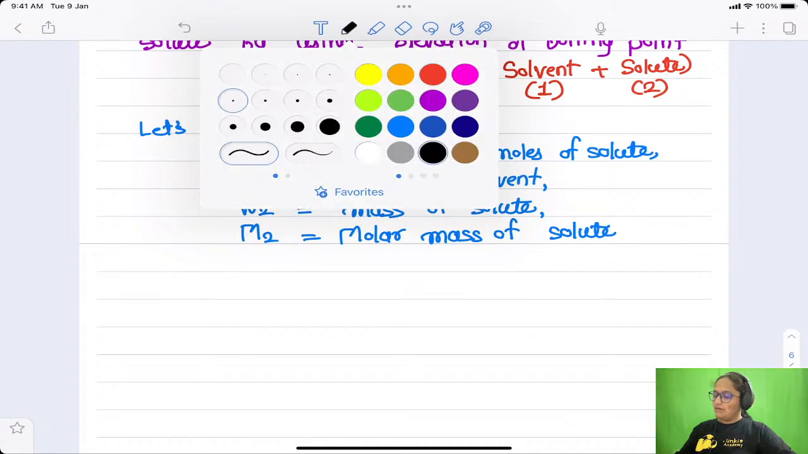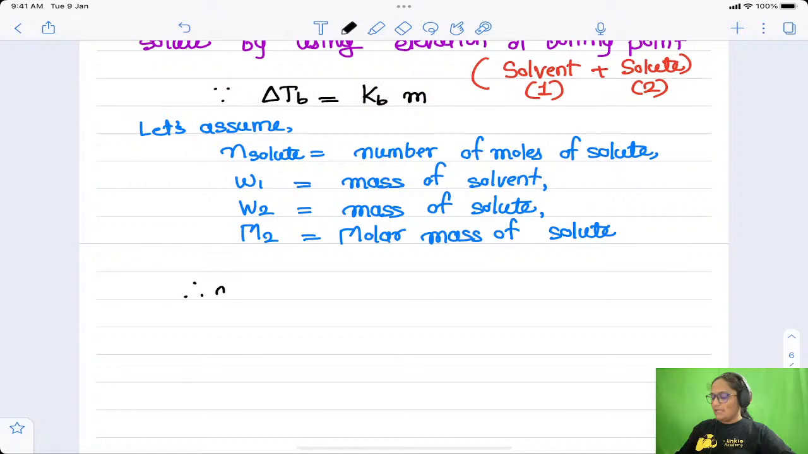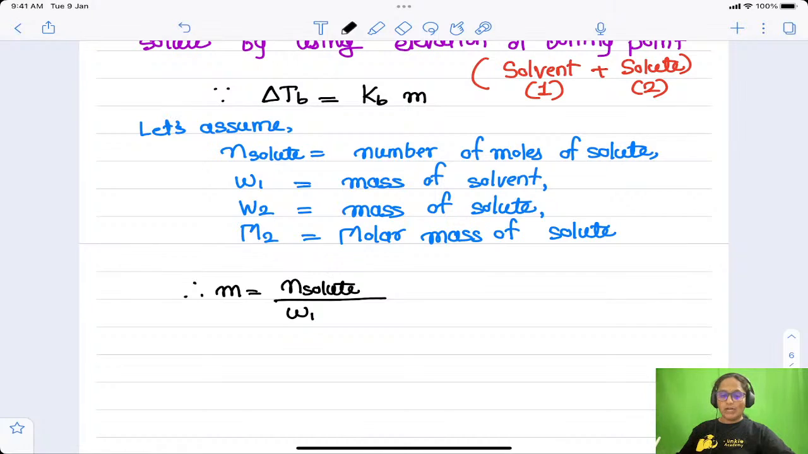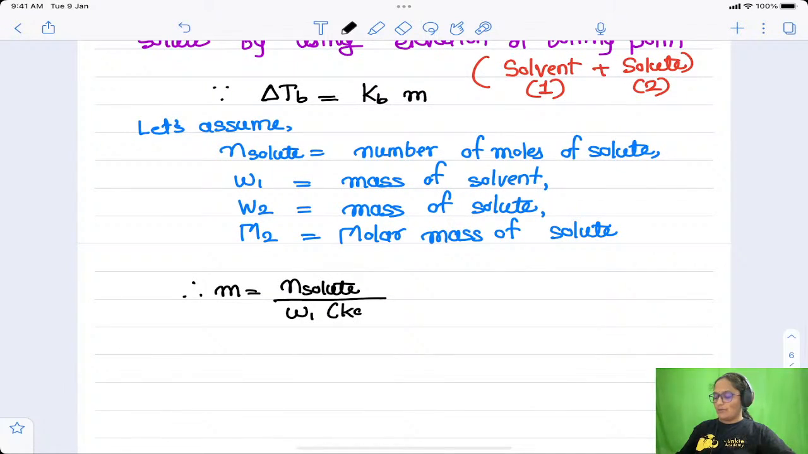Now I'll modify the molality. Therefore molality will be equal to, as I know, molality is number of moles of solute divided by mass of the solvent in kilogram, right? Mass of the solvent in kilogram, that is W1 in kilogram. But assume that the mass is not in kilogram, if it is in gram, in that case what will be the formula? It will be number of moles of solute divided by W1 in gram, multiplied by 1000, right? This is the formula we know.